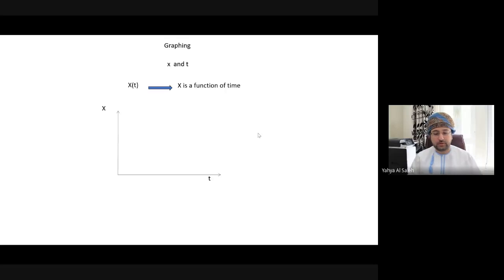Okay, before we go to instantaneous velocity, let's look at graphing. Let's draw some graphs and get some graphical feeling for what's happening. X as a function of time. The more time goes, the more I'm going to move. Time is going to be on the x-axis, position is going to be on the y-axis, which is very confusing because this is x, but it's on the y-axis.